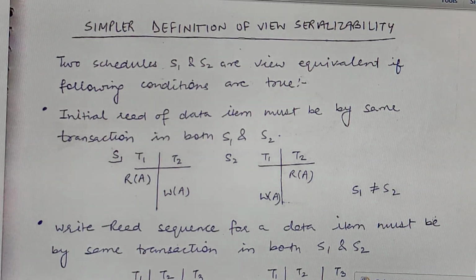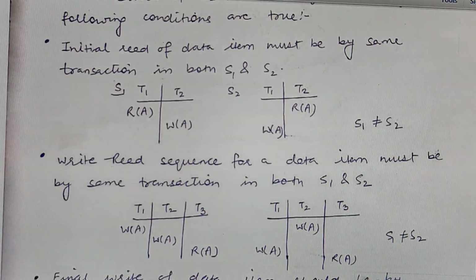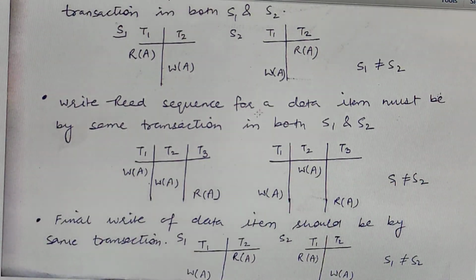The write read sequence for both data items must be by the same transaction. It means the value written by a transaction and read by another transaction, the sequence should be the same. Here you can see T3 is reading a value that is written by T2, right? But here T3 is reading a value that is written by T1. So the write read sequence has changed. This is the simpler definition of view equivalent, right? It is the same as the earlier one that we have studied, just in a simpler form.